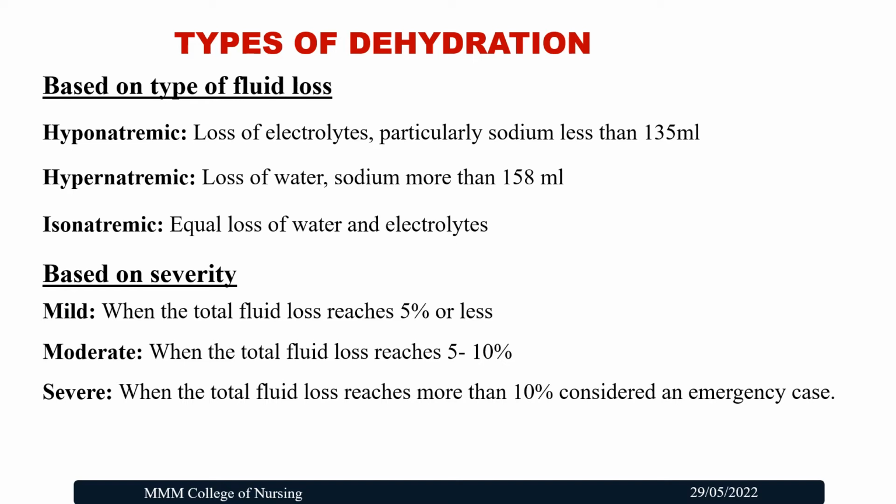And types of dehydration based on severity can be classified as mild, moderate and severe. Mild condition is when the fluid loss reaches 5% or less. Moderate severity is when the total fluid loss reaches 5 to 10% of body weight, and severe condition is when the total fluid loss reaches more than 10% of the body weight. It is considered an emergency condition.